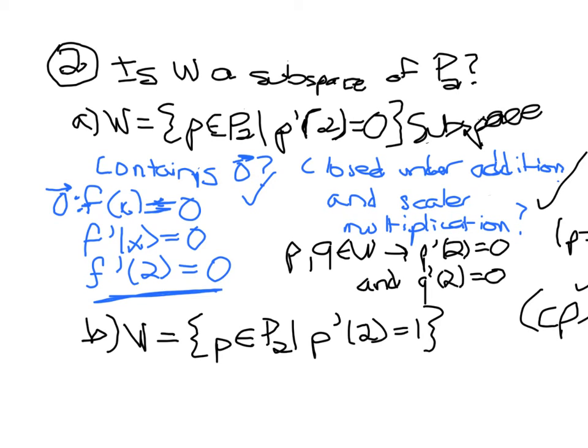Does it contain the 0 vector? Well, the 0 vector for any collection of functions is just the constant function f of x equals 0. And the derivative of that function at 2 is going to be 0, not 1. So this set right here does not contain the 0 vector. Ooh, that's supposed to say contain. This is supposed to be an I. So it's not a subspace.